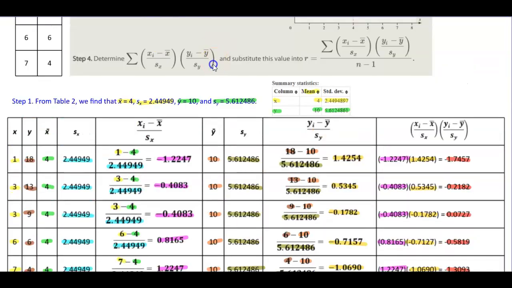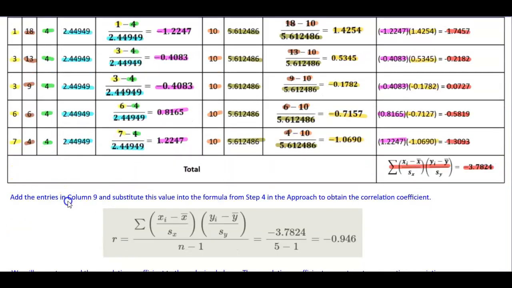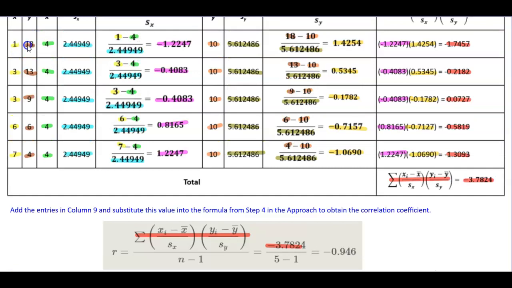And now from here, we're going to use the formula. Once we found this, we're going to substitute into the formula over here. So we're going to add the entries in column 9, which we did, and substitute that value into the numerator. So the numerator of R is negative 3.7824. Now, what does n represent? Well, n represents the number of values that we have. So we have 1, 2, 3, 4, 5. So from our data set, we know that the value of n is equal to 5.